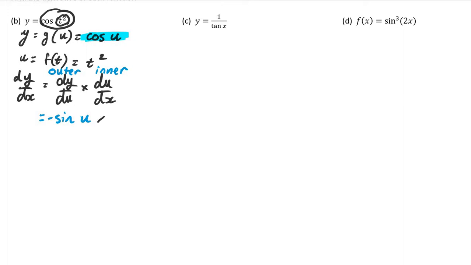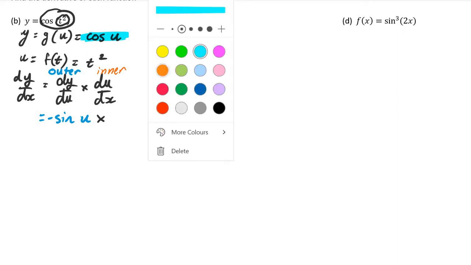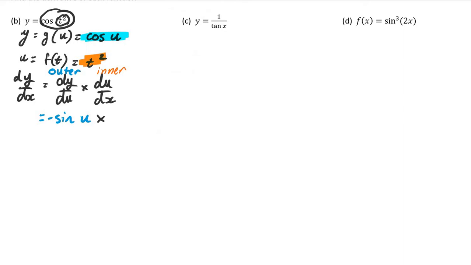We're then going to multiply by the derivative of our inner function. Differentiating our inner function, which is t squared, is very straightforward: 2t. And then we just replace u with what it actually was. So tidying all of that up, it's negative 2t sine of t squared. So that's setting it out in full.